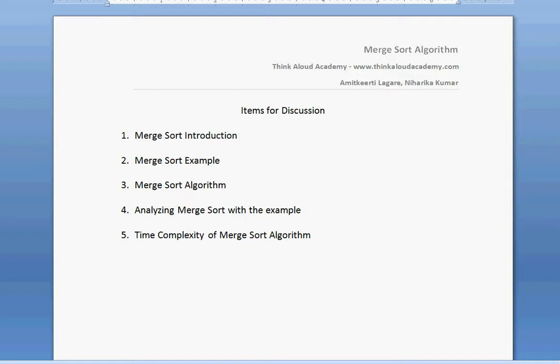In this video, I would like to talk about merge sort algorithm. So the items for discussion are merge sort introduction, merge sort example. We'll look at the merge sort algorithm itself. Then we will try to analyze the merge sort algorithm with the same example. Then we'll try to find the time complexity of merge sort algorithm.